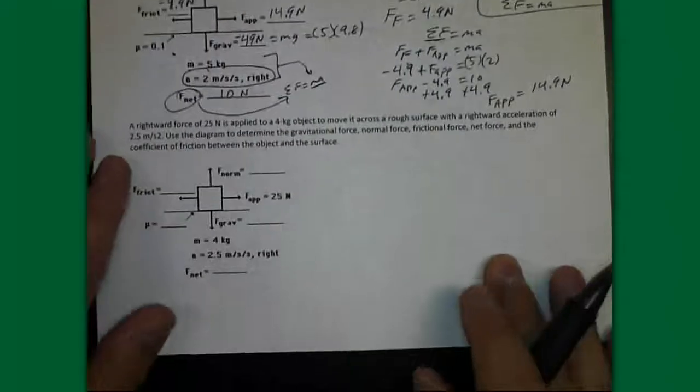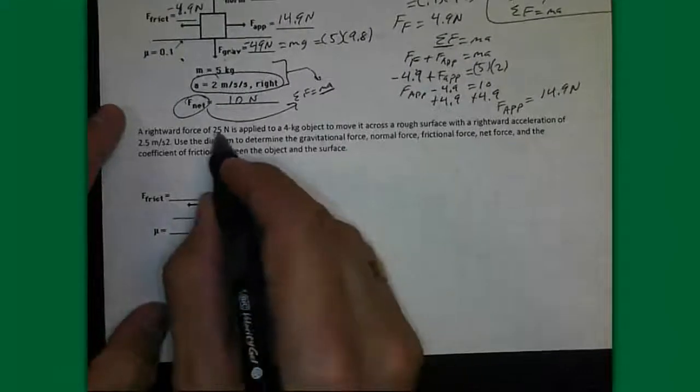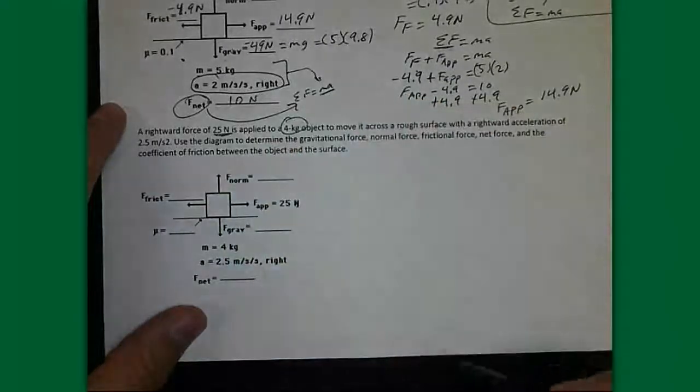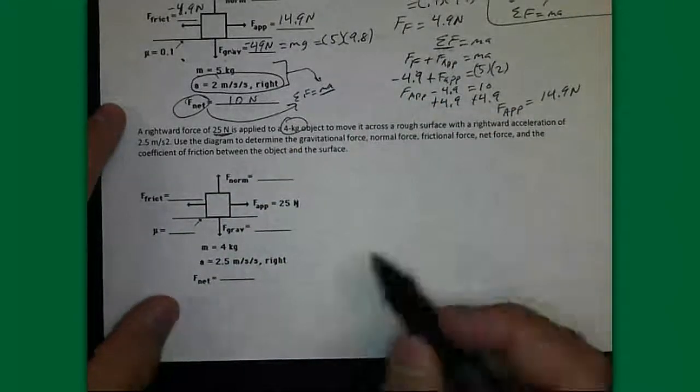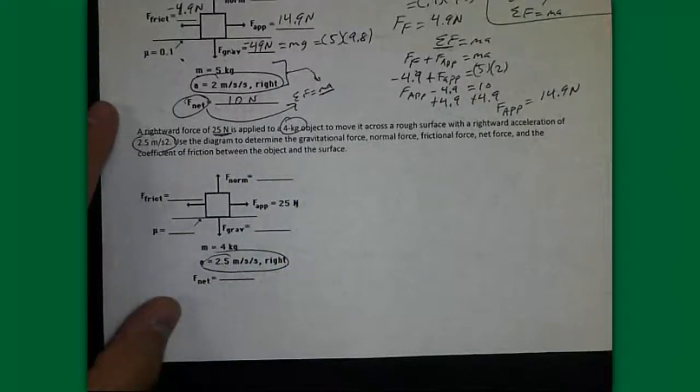All right, look at the third one. If you haven't worked it yet, go ahead and pause the video now and try to work the third one. The third one, they gave us the applied force this time, which is a little bit different. I still have the mass is 4 kilograms, and we are accelerating again, 2.5 meters per second squared.